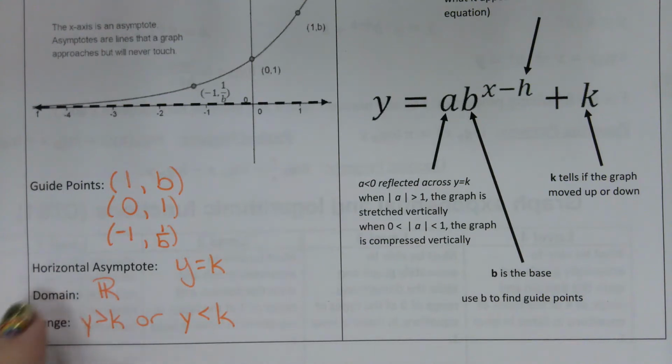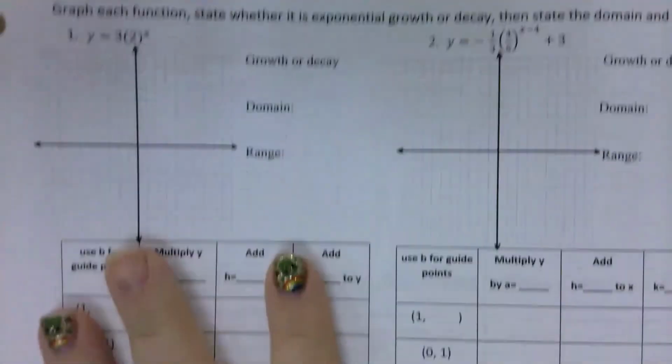Domain and range follow the same pattern throughout all exponential functions. Your domain will be all real numbers, and your range will be that y is greater than k if your graph is above your asymptote. But if there's a reflection that's happened, when your a value is negative, then it'll be y less than k. Your graph will be below your asymptote. Let's actually walk through how to do a couple of these problems. We'll turn the page.